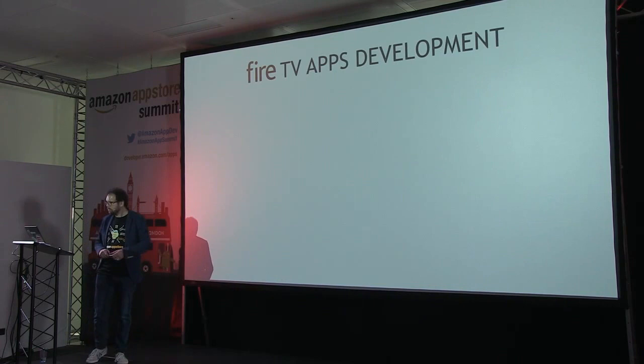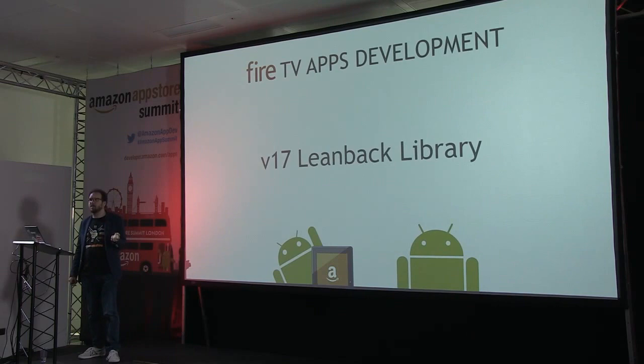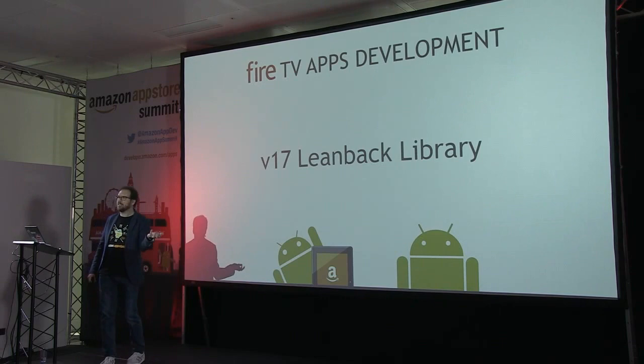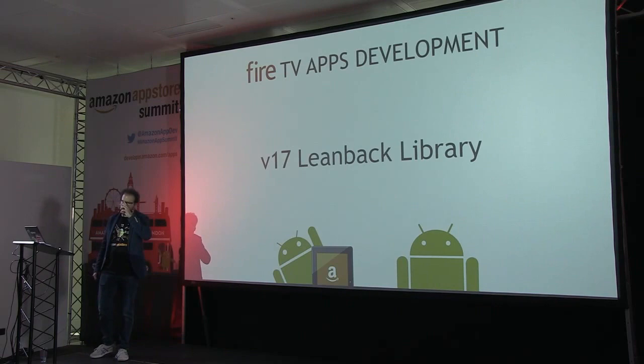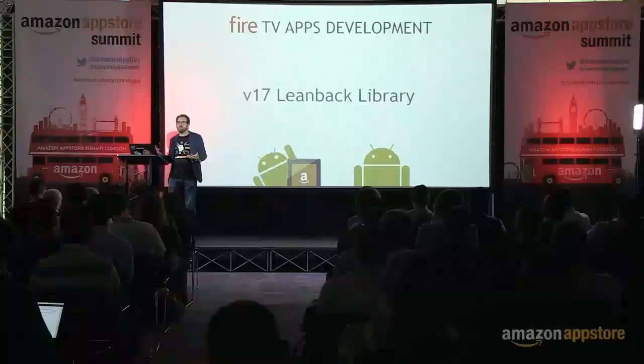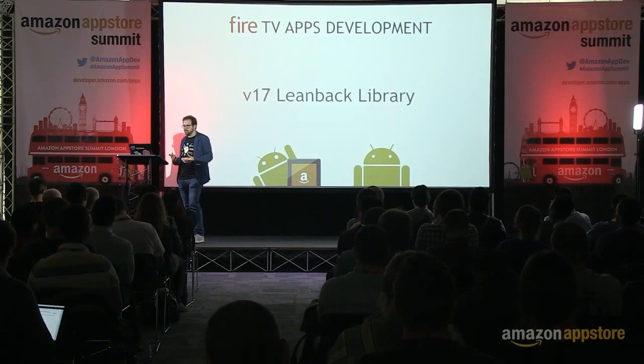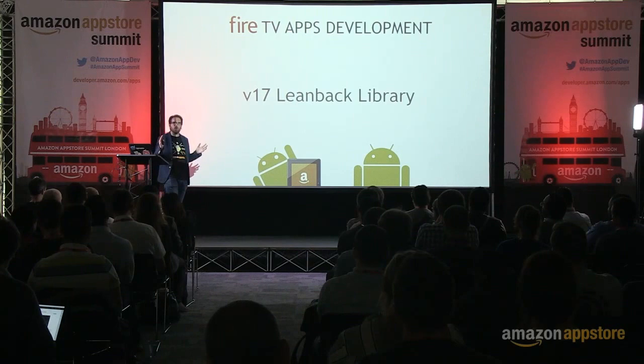So starting with Fire OS 5, we introduced full support for the V17 Android Leanback support library. This means that when you create an app using the V17 Leanback library, with very, very few changes, actually the main project that you run from the Android Studio project wizard works out of the box on Fire TV, because the platform underneath is fully compatible with Leanback. The cool part is that the first time you deploy a Fire TV app using Leanback, it works cross-platform. By that point, what you have is a template which you will still need to customize quite a bit to make it a fully compelling streaming media app.